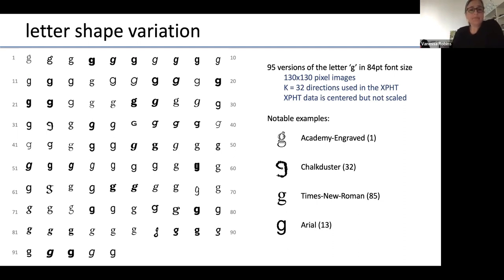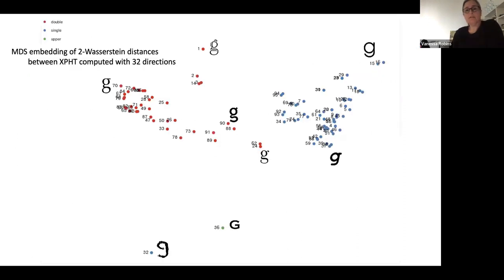Okay. So let's see how we go here. Ta-da, everything's making lovely sense. Our outliers are Academy Engraved because it's got all these extra homology classes here. So I think in the letter A, they were mostly ordered by size and aspect ratio, and maybe the size of the hole in the A. Whereas in the G's, the pairwise distances seem to be a bit more dominated by the fact that you've got one essential class in the single story G versus the two essential classes in the double story G.